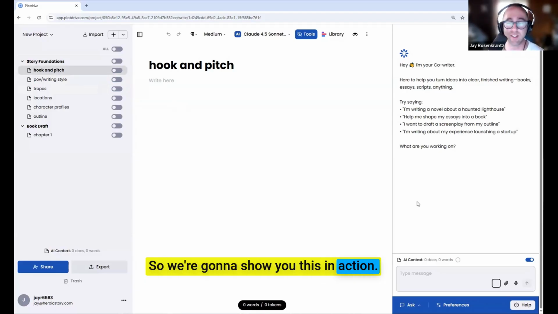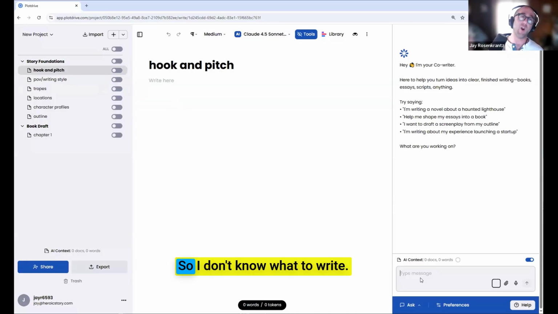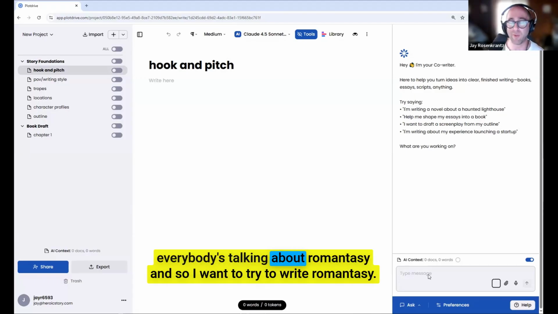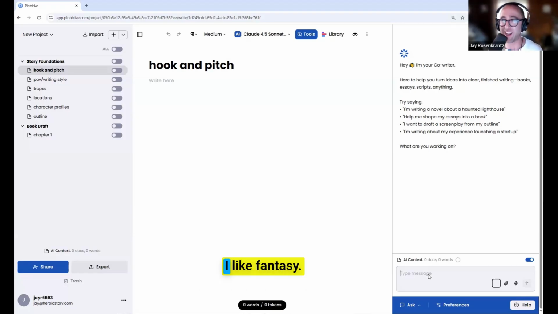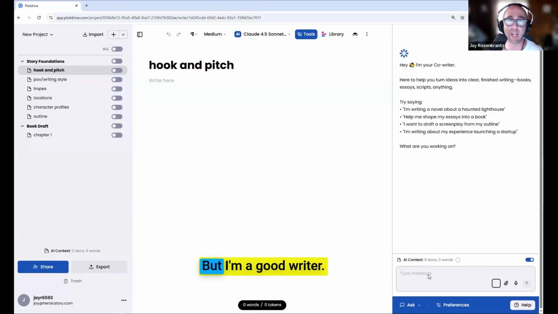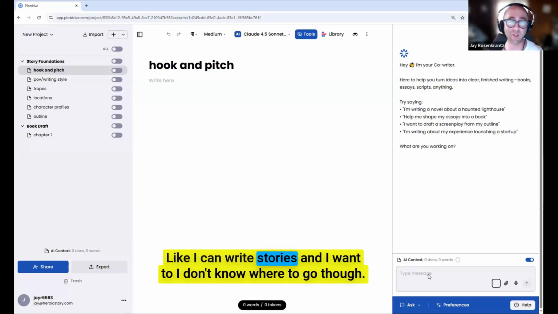So we're going to show you this in action. It's easier said than done. So I don't know what to write. I want to start a new book. Let's say I normally write cozy mystery. Maybe I write romantic thriller, but everybody's talking about romantasy. And so I want to try to write romantasy. I like fantasy. I don't really know anything about romantasy in the market, but I'm a good writer. I can write stories, and I don't know where to go though.